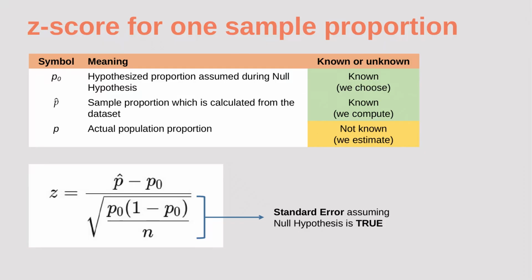P is the true population proportion, the value we are ultimately trying to learn about. This is unknown, which is why we are doing the test in the first place, to make an inference about it. Just below, you'll see the z-score formula. The formula tells us how many standard deviations our sample proportion P hat is from the hypothesized value P0, assuming the null hypothesis is true. The z-score helps us determine how extreme our sample result is and whether it is statistically significant.